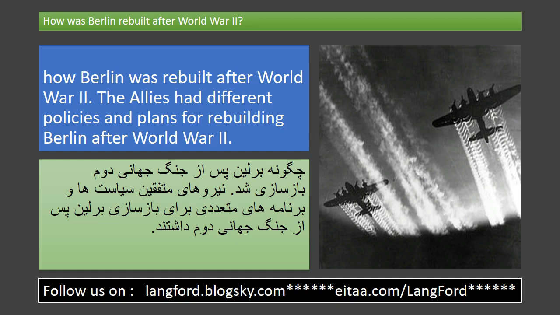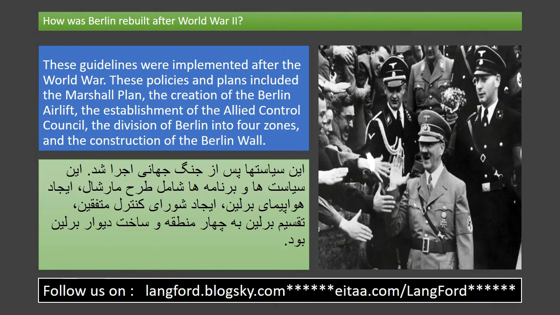How Berlin was rebuilt after World War II. The Allies had different policies and plans for rebuilding Berlin after World War II. These guidelines were implemented after the World War. These policies and plans included the Marshall Plan, the creation of the Berlin Airlift, the establishment of the Allied Control Council, the division of Berlin into 4 zones, and the construction of the Berlin Wall.